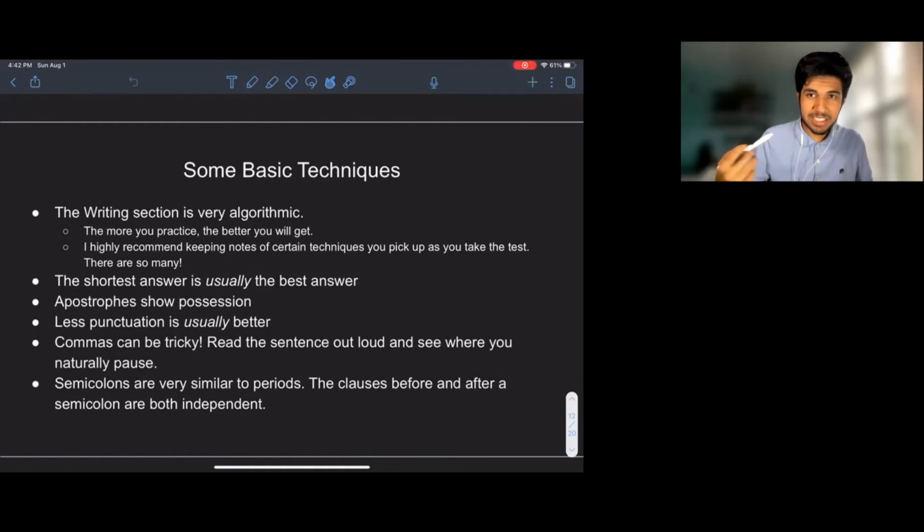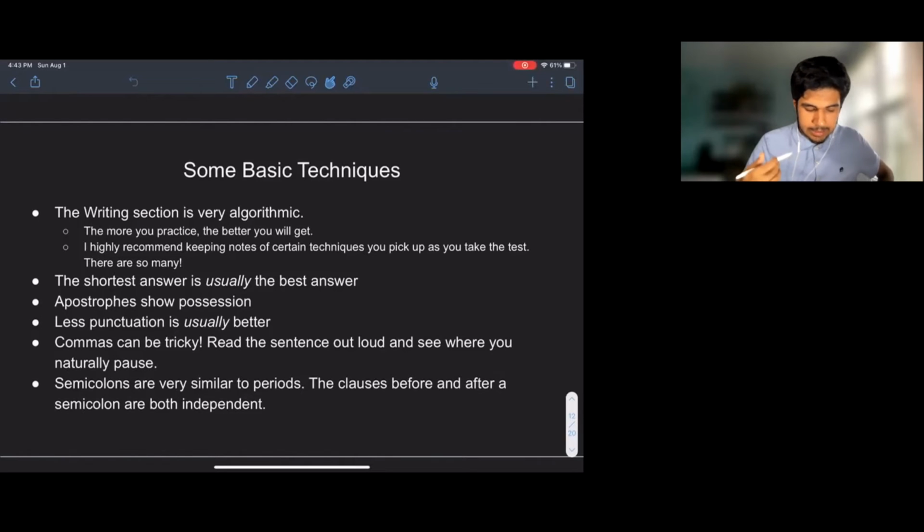Another thing, commas can be tricky. In my opinion, they're one of the most difficult punctuation marks. Again, that might not be true for everyone, that's just my opinion. One way you can approach this is to read the sentence out loud and see where you naturally pause. And where you naturally pause is likely where you should be placing commas. Don't just go off of where you naturally pause. You should be using a little bit more of your discretion and critical thinking, but it is a good tool to help you decide where to place commas.